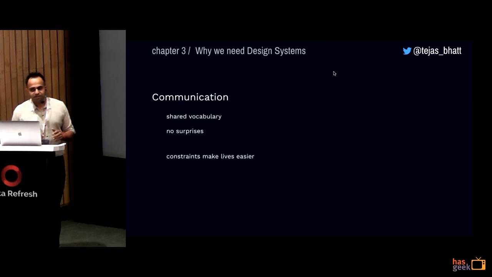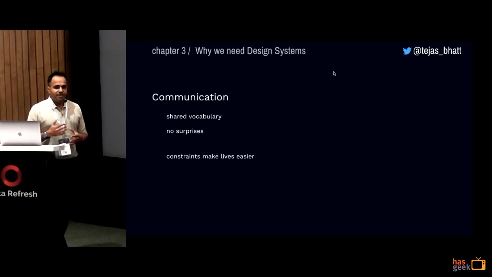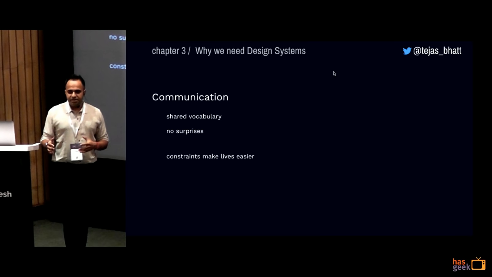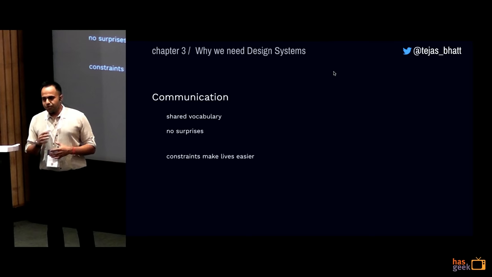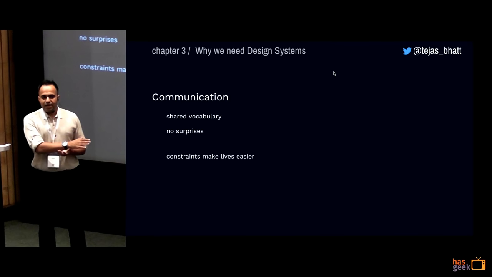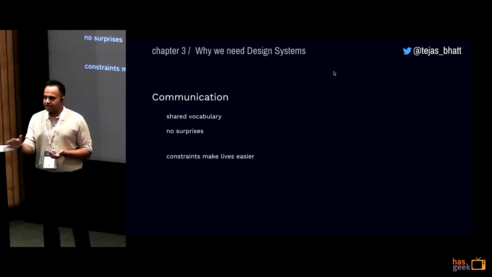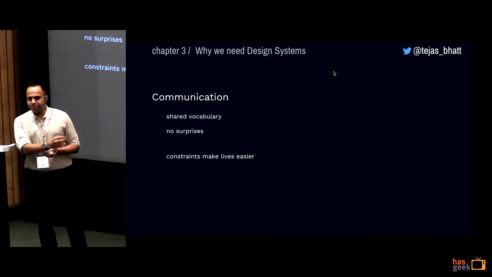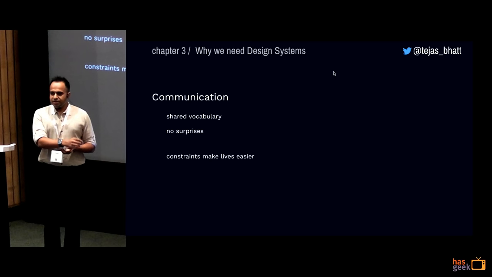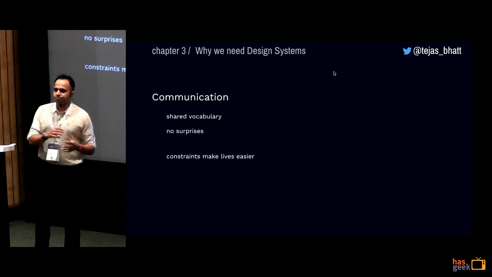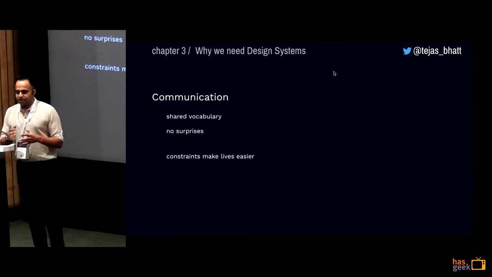First, communication. Using a design system makes communication very easy between teams. You can establish rules at the outset, share them with the entire team, and then communicate using the same terms and same language. So it becomes very easy for people to refer to different things.